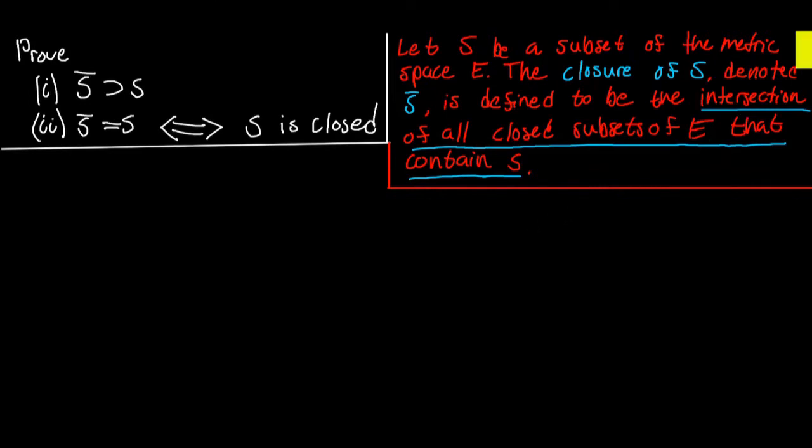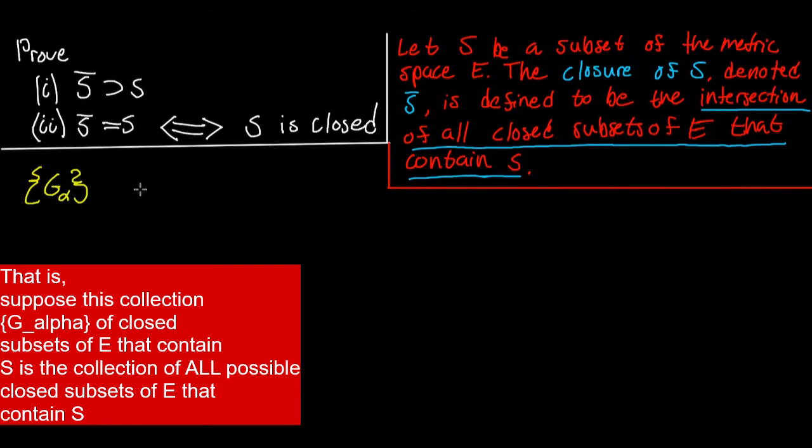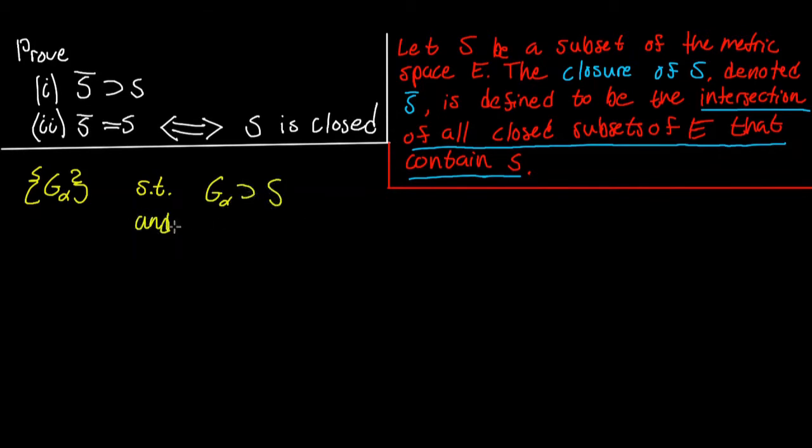So let's draw this out analytically first. The closure of S is the intersection of all closed subsets of E that contain S. So let's think about the collection of all closed subsets of E that contain S. This is a collection of closed subsets G alpha such that G alpha contains S and G alpha is closed.